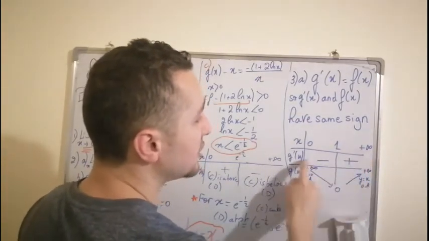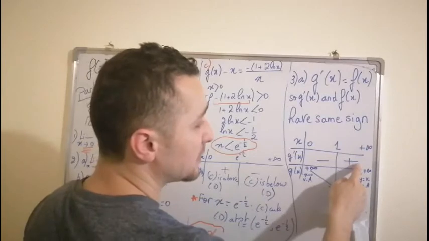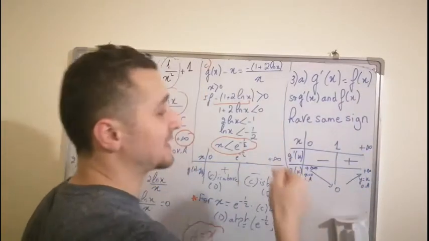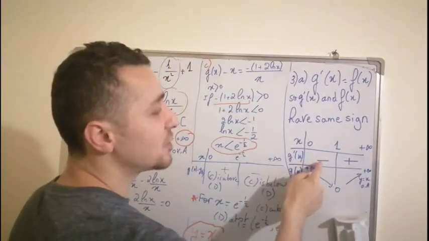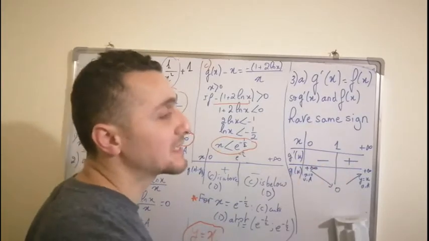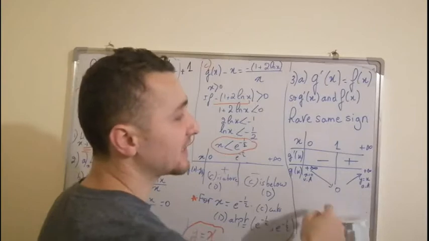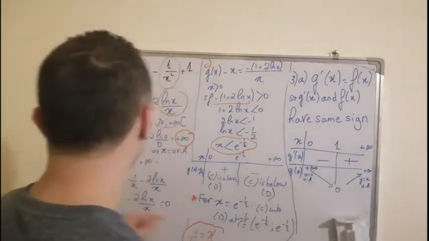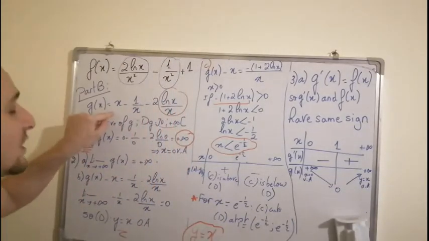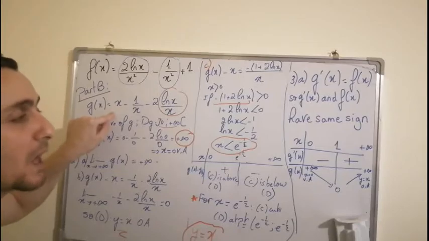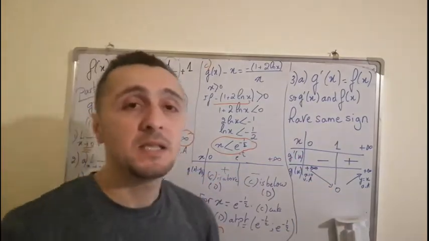After 1, g prime of x is positive since f of x is also positive, and g prime of x before 1 is negative, so the function is decreasing then increasing. G of 1, by simple replacing x by 1 in this equation, we obtain 0.